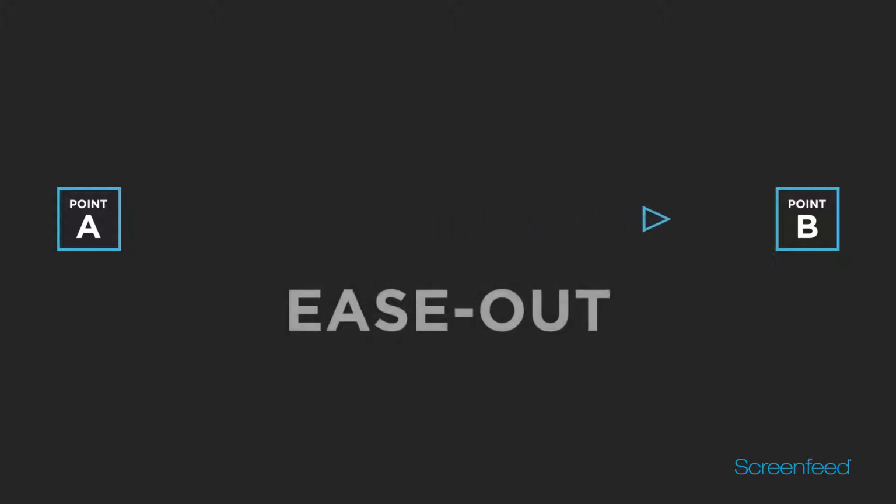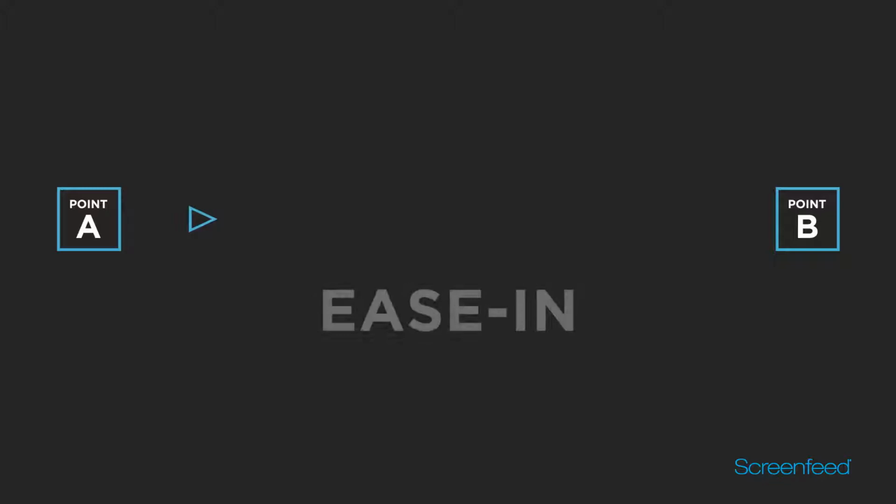Easing is the term used in the animation world to describe the speed change an object experiences when it moves from point A to point B. When an animation starts quickly and ends slowly, it's called an ease out. When it starts slowly and ends quickly, it's called an ease in. Ease out, ease in. Remember that, okay?